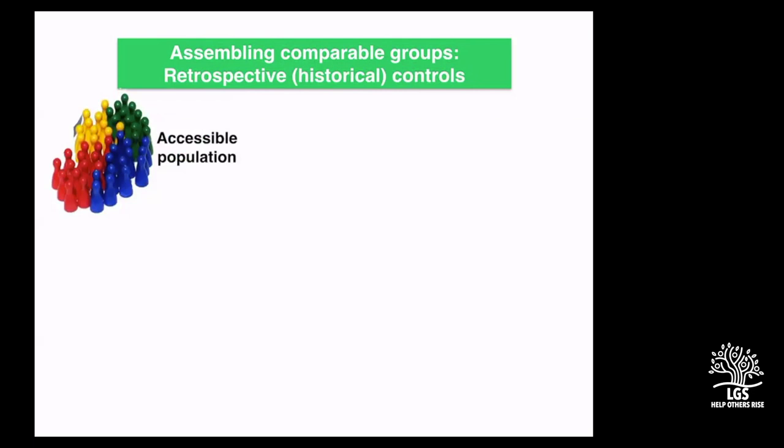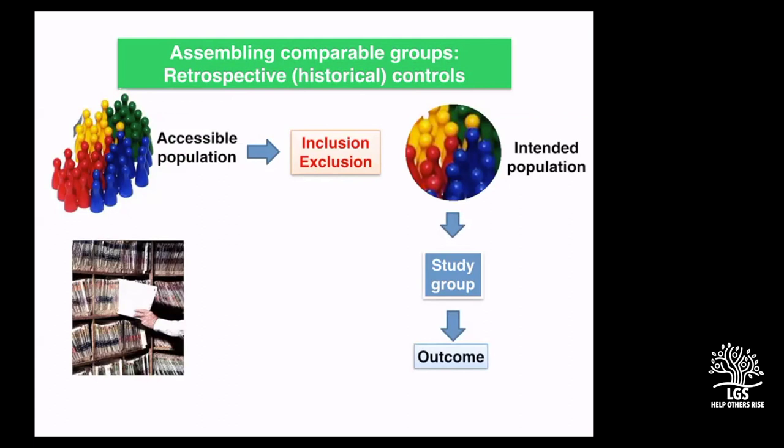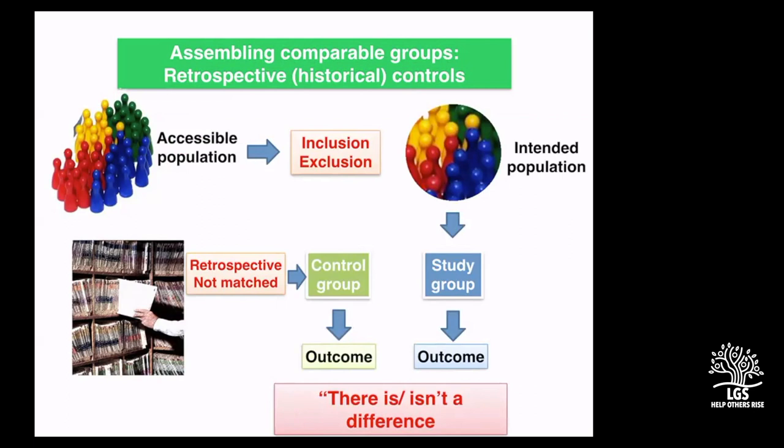The one that we do all the time, and is the easiest of all to do, is what's called a retrospective or a historical control, where you go through the same process: you get an intended population, you put it through a study, and to the study group, and you get an outcome. But for the comparison, you just go into your medical records and pull out an unmatched series. You don't bother matching; for the same period of time, you get all patients who had something else done, use them as a control group, and then once again try and see whether there is a difference.